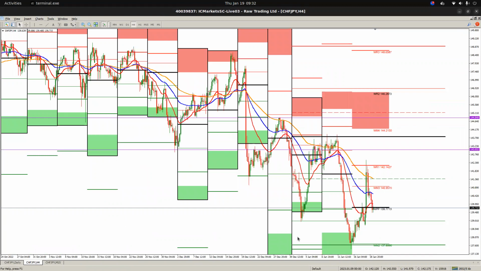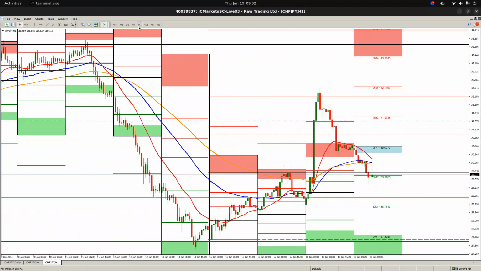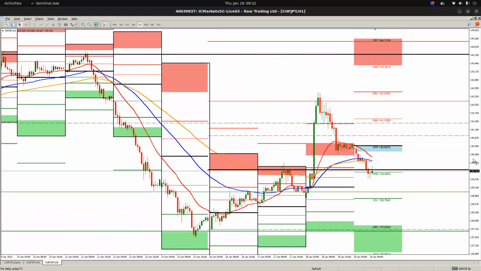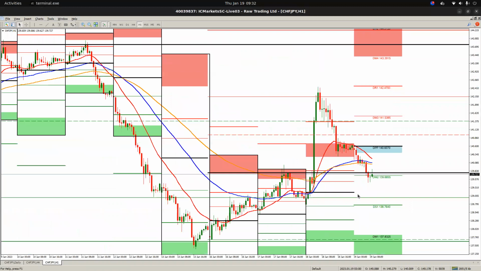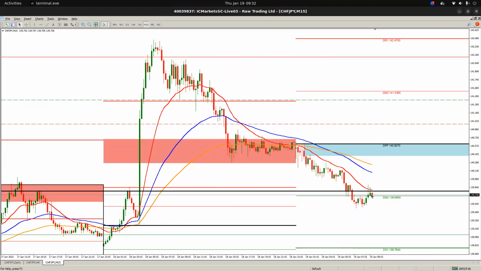H4, you haven't got a double bottom or anything. We've been making lower lows and lower highs, so I don't see any reason why you wouldn't want to sell that. H1, okay, pivot point wise, you're not in a great position, but you could be taking this down to target. Let's look at the M15. Says cool.